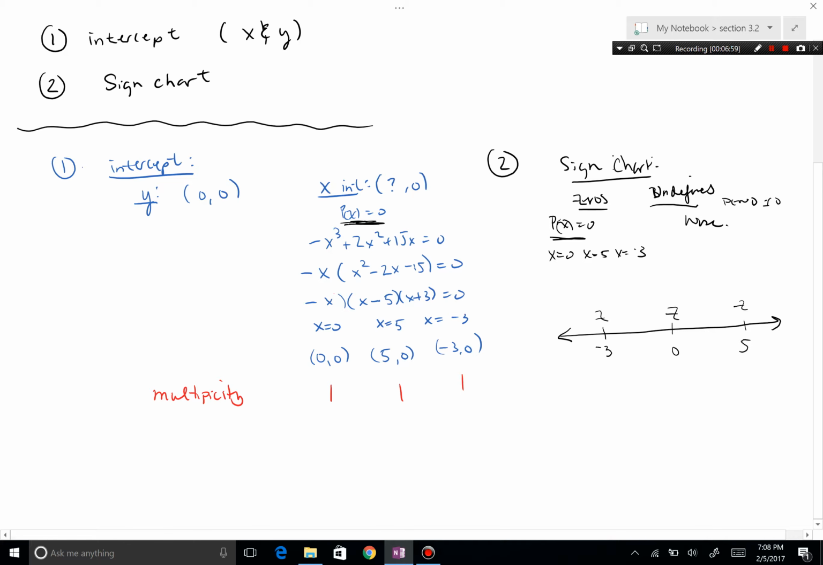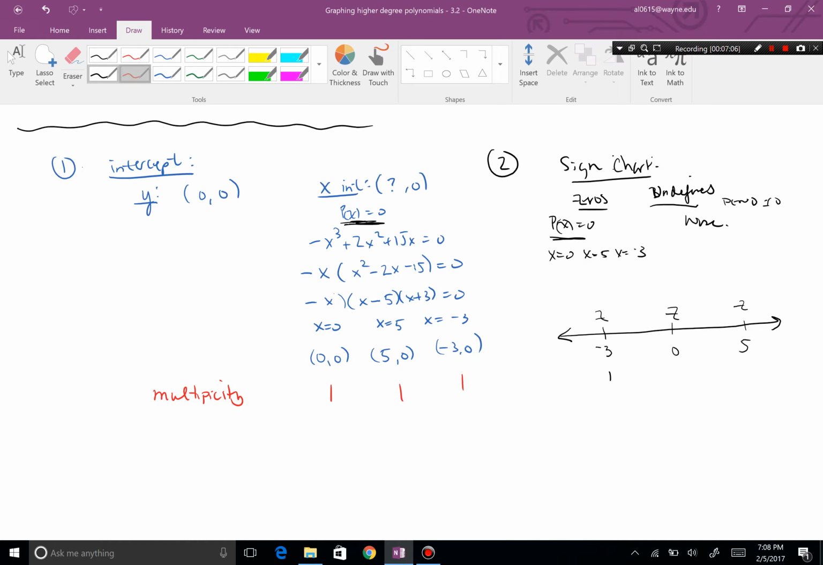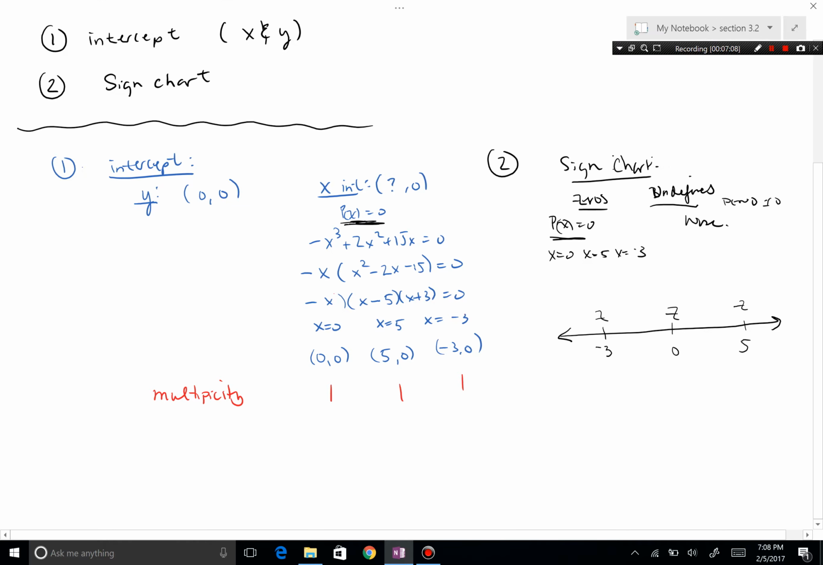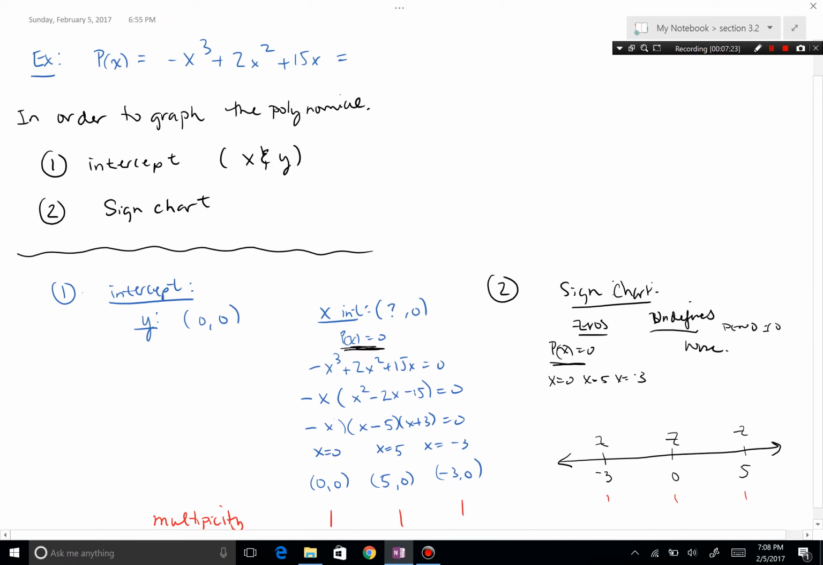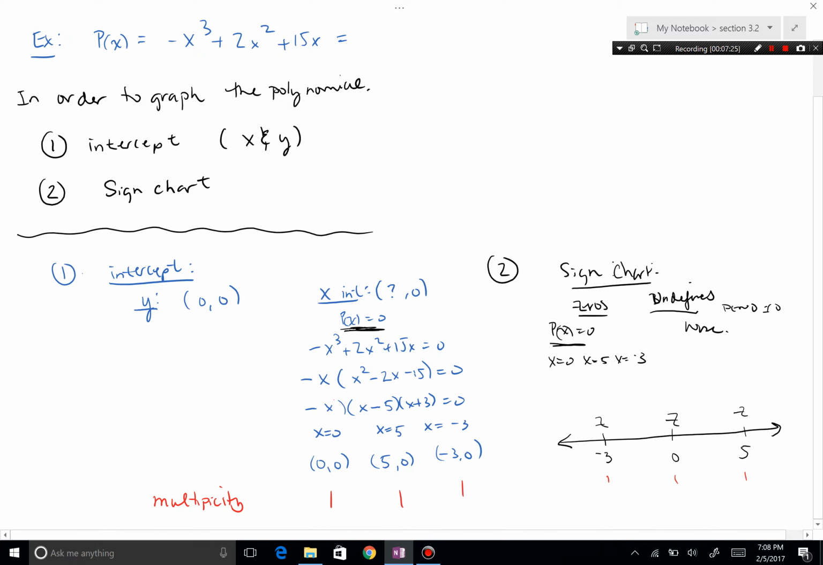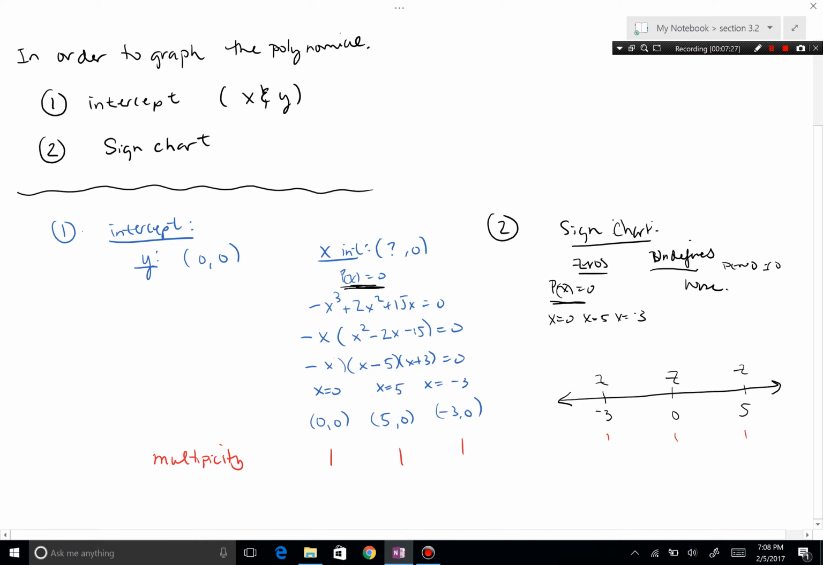Now, here's the cool part. My multiplicities, I'm actually going to write underneath the zeros. I'll write them in the same color, that way we don't get confused on what the numbers mean. Check this out. Plug in one of these. Remember, we have to figure out what the signs are in between these intervals. Let's plug in -4. We get -4 cubed, and when we do this, we end up getting a negative here.